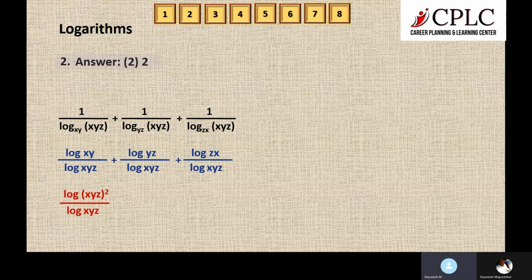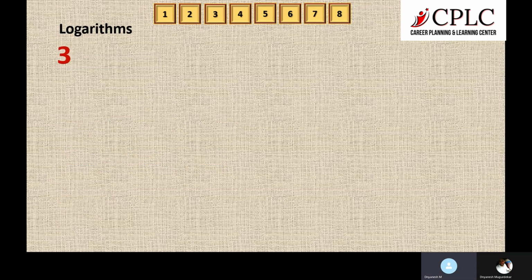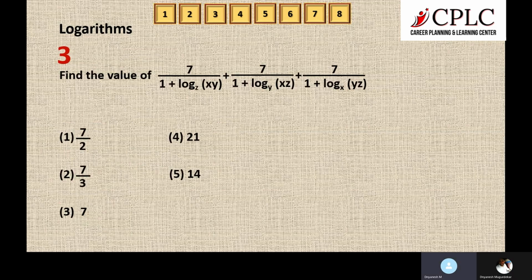So the answer of this simplification is 2, which is option 2. The third one, find the value of 7 upon 1 plus log xy to the base z plus 7 upon 1 plus log xz to the base y plus 7 upon 1 plus log yz to the base x. Again, you can do the same thing, apply change of base, restructure, cross multiply.